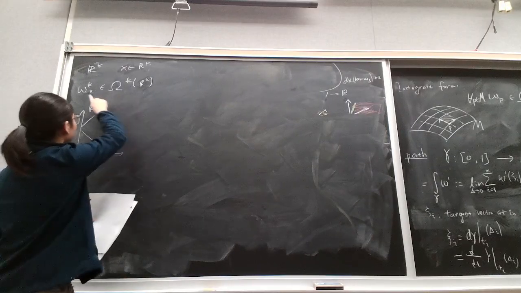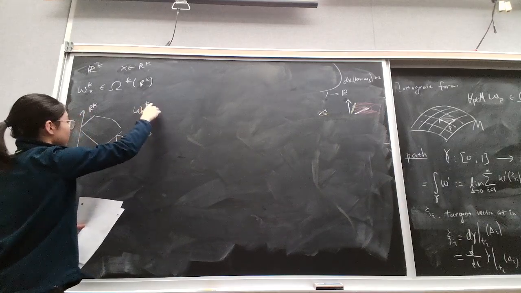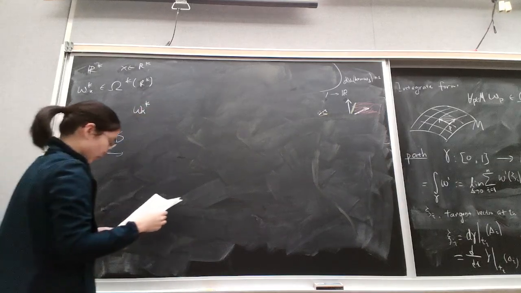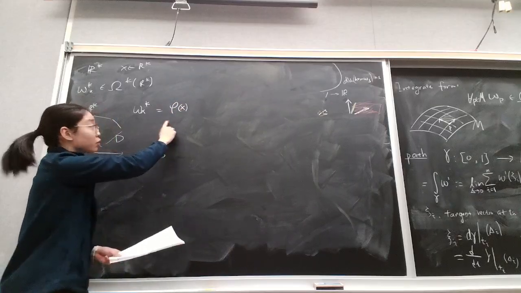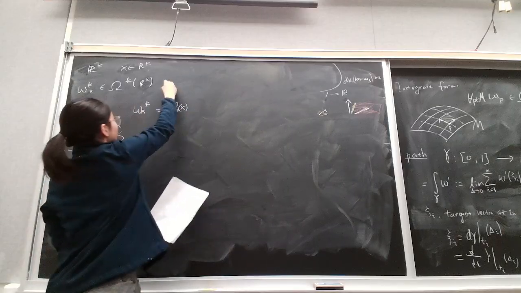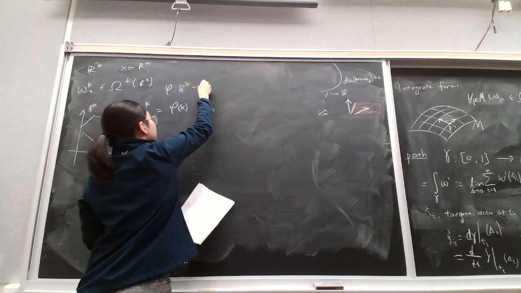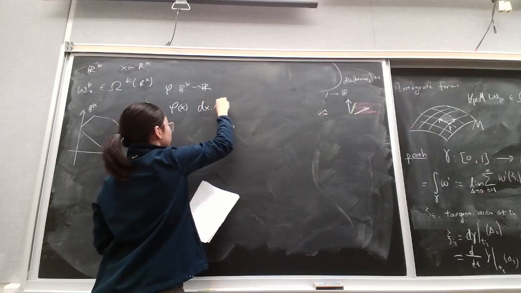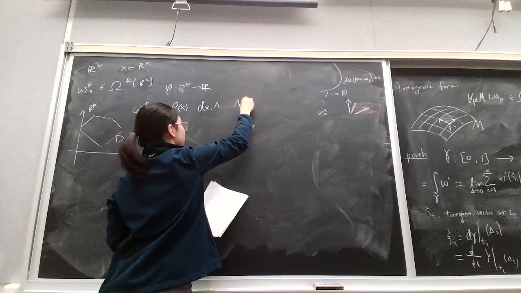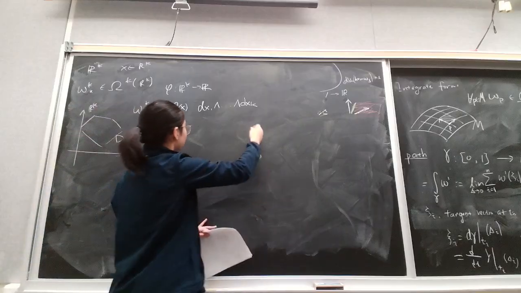So we can rewrite omega k at x to be some function of x, phi from R^k to R, times dx1 wedge all the way up to dxk. And we require phi to be smooth.